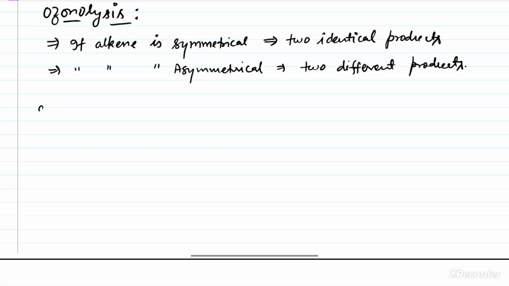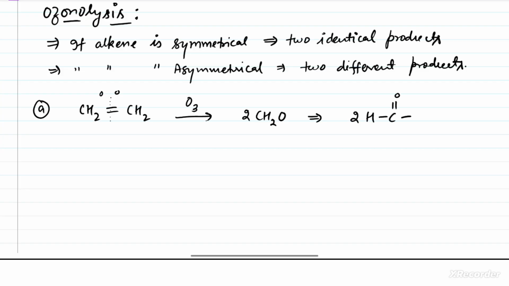First I will take a symmetrical alkene, basically ethene, and I will tell you how to directly write the product of ozonolysis. Whatever alkene you have, just divide the double bond into two fractions and put O on both sides. So basically we get 2 moles of CH2O, which is nothing but 2 moles of HCHO. So when ethene undergoes ozonolysis, the product is 2 moles of formaldehyde.